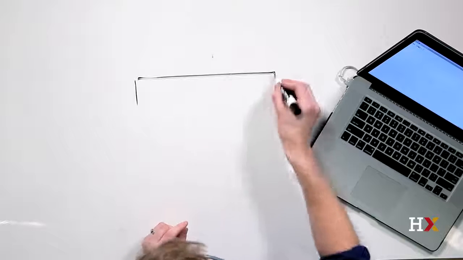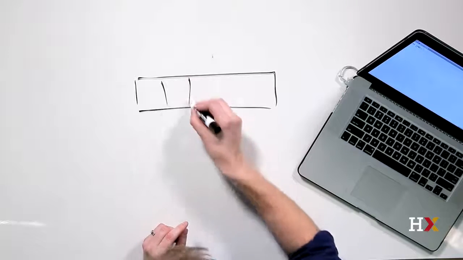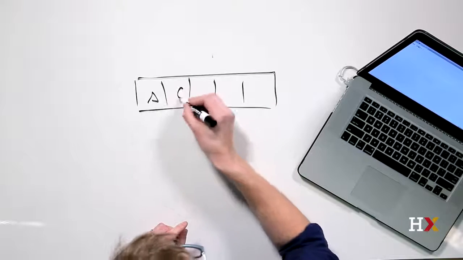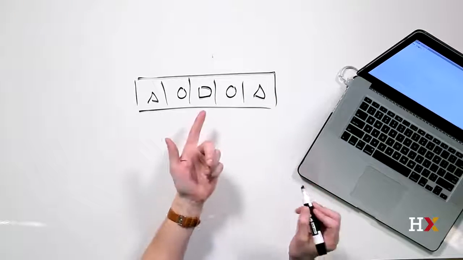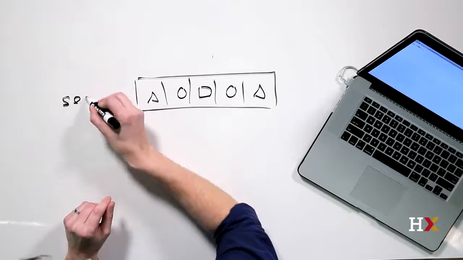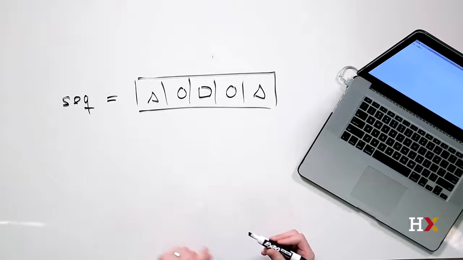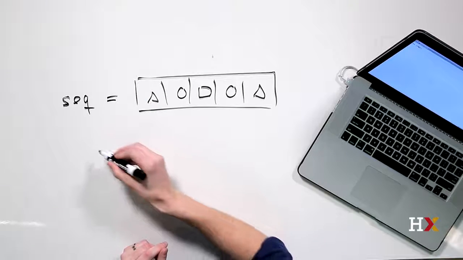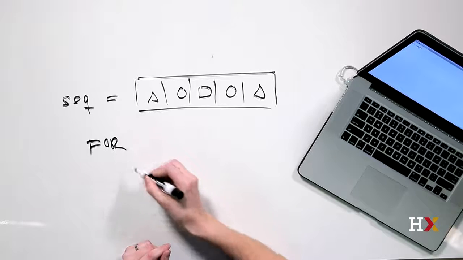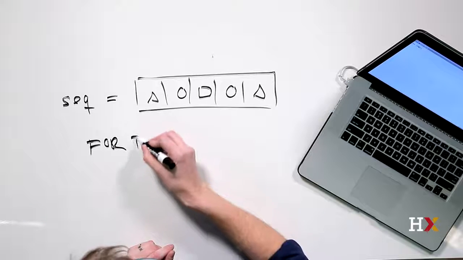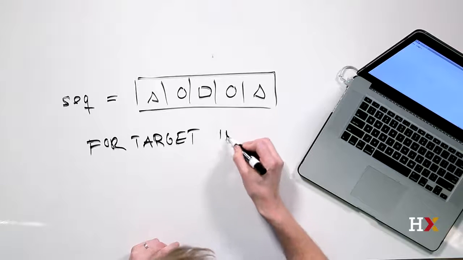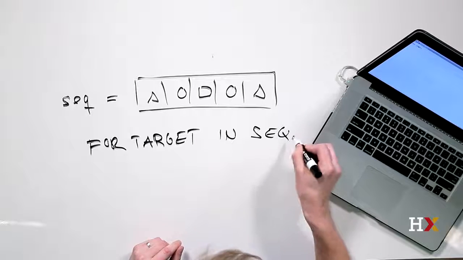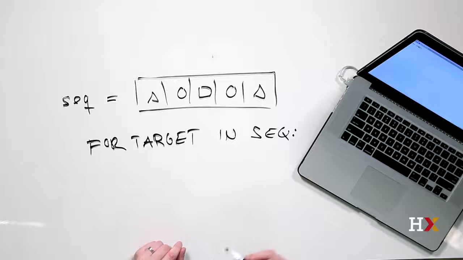Consider a sequence like this. We're going to add a few objects here. This is our sequence. I'm just going to call that SEQ. If we have a for loop where we say for target in sequence, the following thing happens.